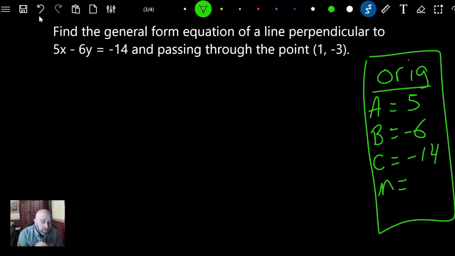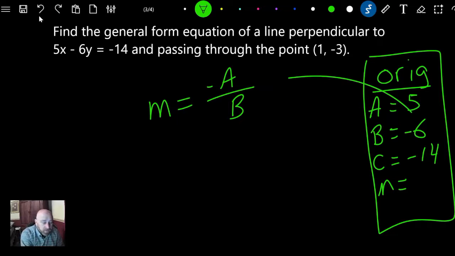All right, now how do we find the M? The M is missing here. What can we do to find the slope? Well, remember that the slope equals -A over B. Well, we just plug these guys in, right? So here we're going to get our slope is -5 over -6.